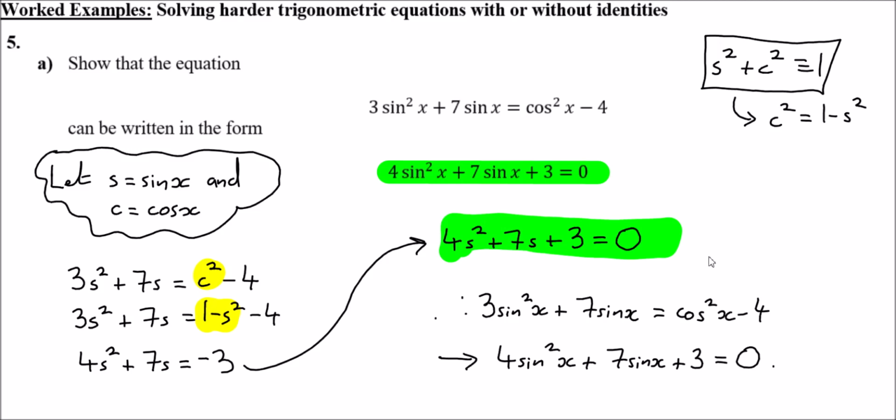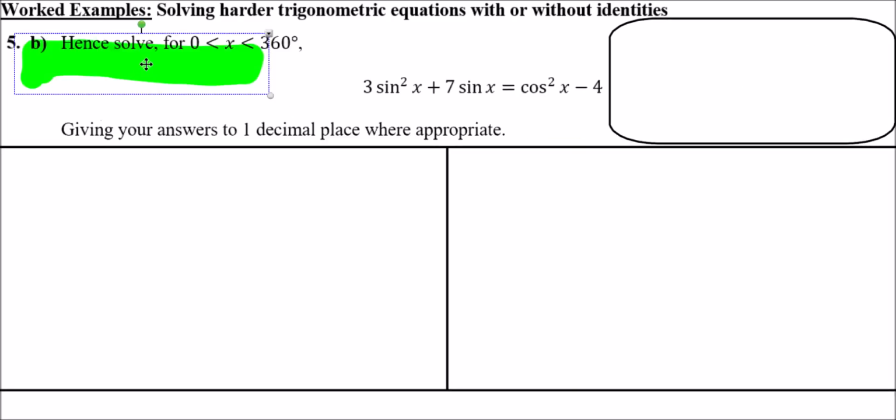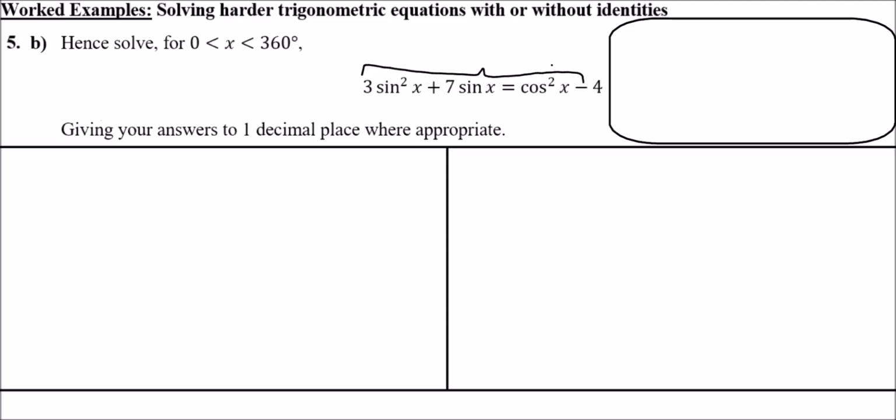So I'm going to just nab this, as it were. I'm going to copy that, and that's going to be what we're going to be solving here. Well, that didn't work. Never mind. Whoops-a-daisy. So anyway, I'll just do it the long way then. And so what we're going to try and solve here, we're after solving where 4s squared plus 7s plus 3 equals 0. And we got that from part A. So I'm just going to put in brackets, we got that from part A.